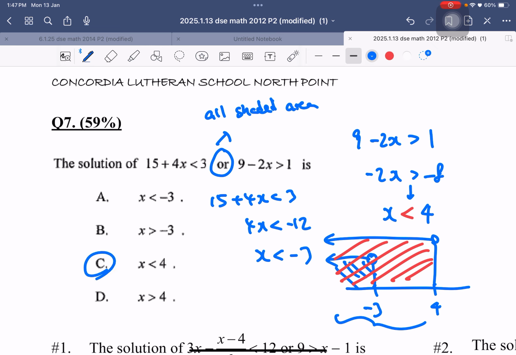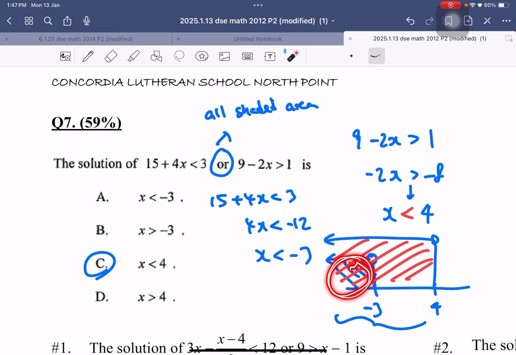Understood? You see, very easy question, but the students are being careless. The answer should be C. Or is all shaded, right? And means the overlapped area. Okay, for this case, it's going to be this part.